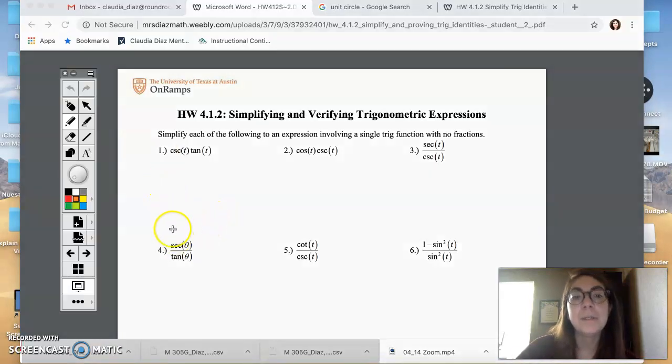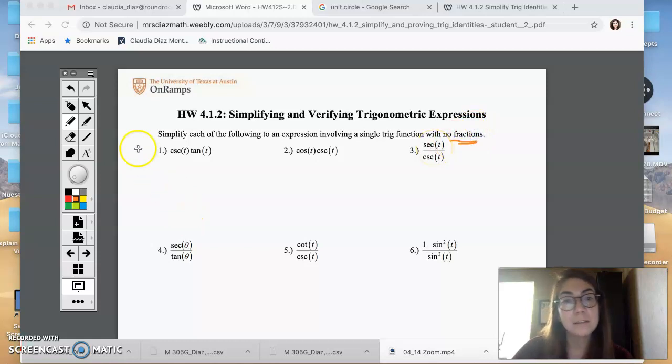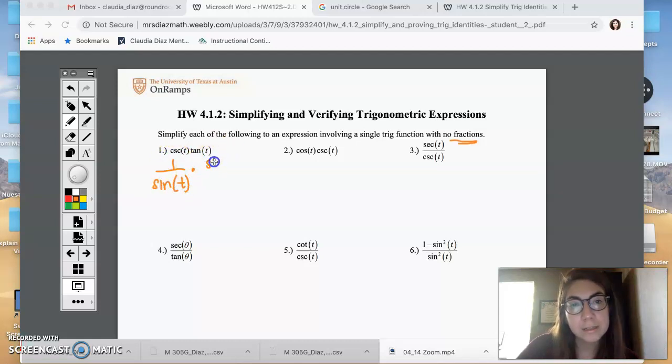I'm going to do just a few here. It says simplify each of the following to an expression involving a single trig function with no fractions. So no fractions. Here we go. We got cosecant of t times tangent of t. T is our variable, so it could be theta, it could be x, it's just a variable. But remember, cosecant is 1 over sine, and tangent is sine over cosine.